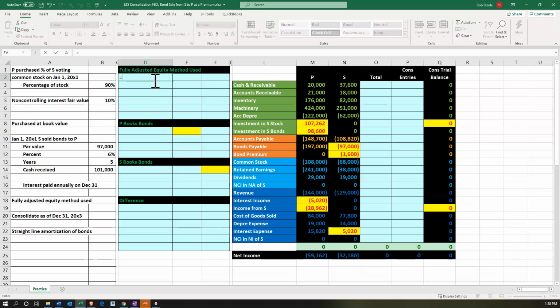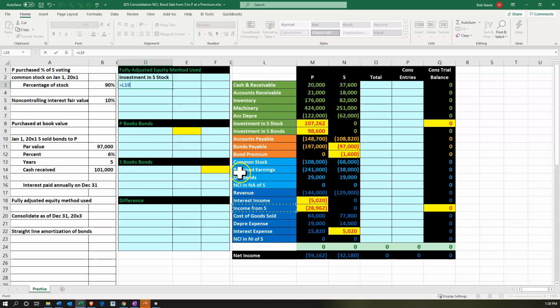Normally, you would say the investment account in the stock, and these two can easily get mixed up, the investment account in the stock and the investment account in the bond. So be careful on that. The other side is going to be the income from S.